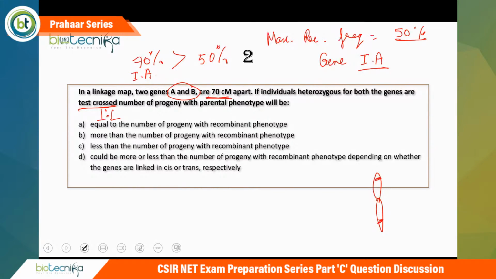So if the genes are 70 centimorgan apart, or anything above 50 centimorgan, the genes will assort independently. In this test cross, the number of progeny with parental phenotype will be equal to the number of progeny with recombinant phenotype. The answer will be option 1.